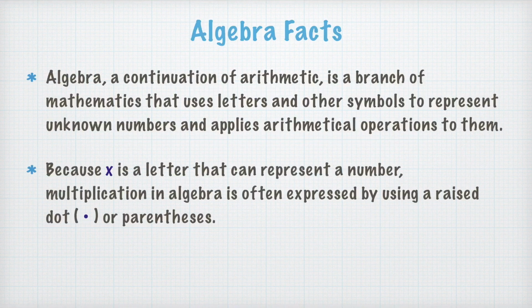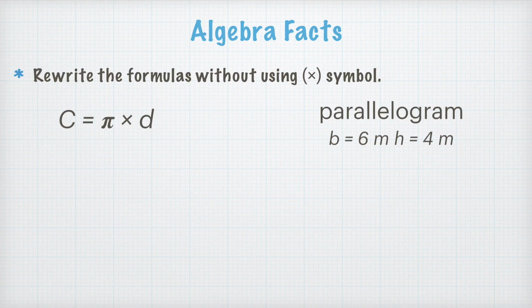Now, some algebra facts here. Algebra is a continuation of arithmetic and is a branch of mathematics that uses letters and other symbols to represent unknown numbers and applies arithmetical operations to them. Because x is a letter that can represent a number, multiplication in algebra is often expressed by using a raised dot or parentheses. So we're going to look at some class practice here.